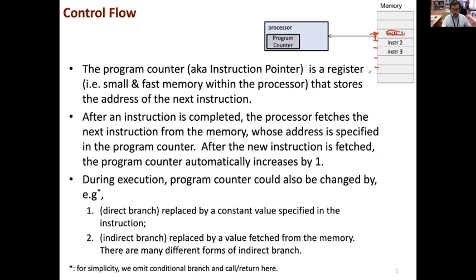This is very boring, okay? So what we have is that we can have a branch or jump. There are two types of branch. One is called a direct branch, and the other is called an indirect branch. In both of them, the instruction can modify the program counter.